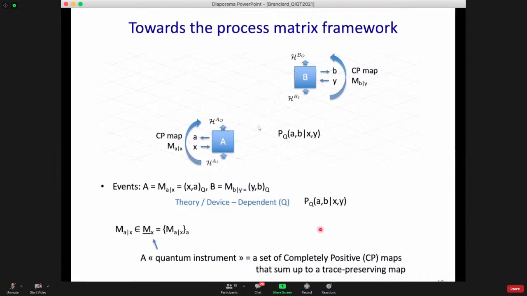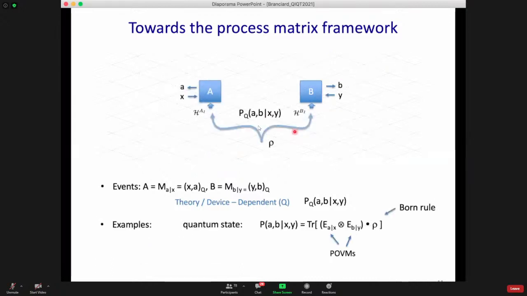Okay, so this is now how we describe our events. And again, we're looking at this correlation and still ask the same question, whether we can embed what's happening here in a well-defined causal structure. So let me give some examples in the quantum case. Say that Alice and Bob are just given some part of a shared state. So in this case, you have a bipartite state that is sent to Alice and to Bob.